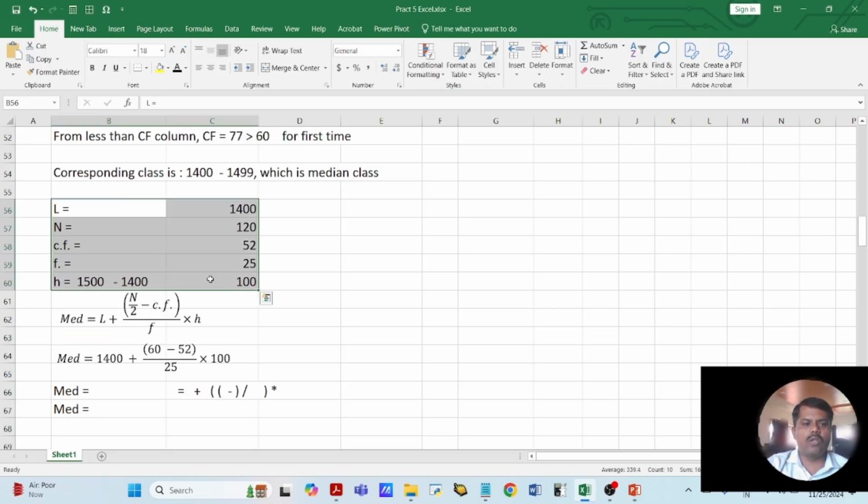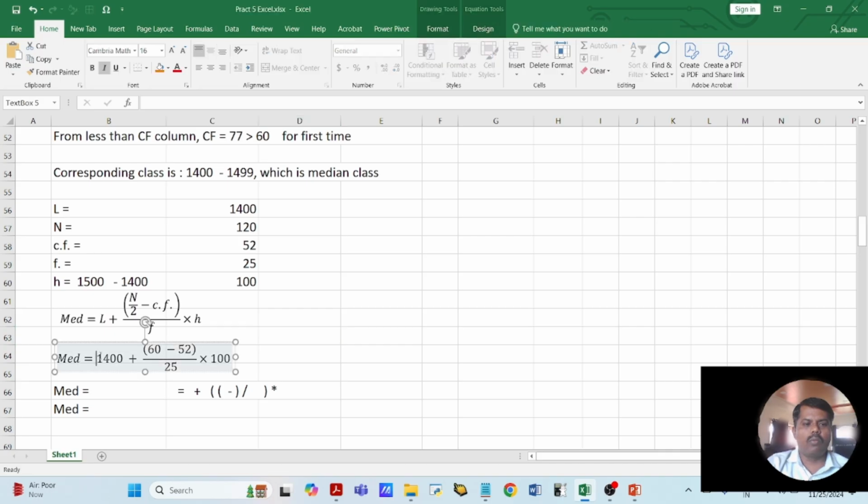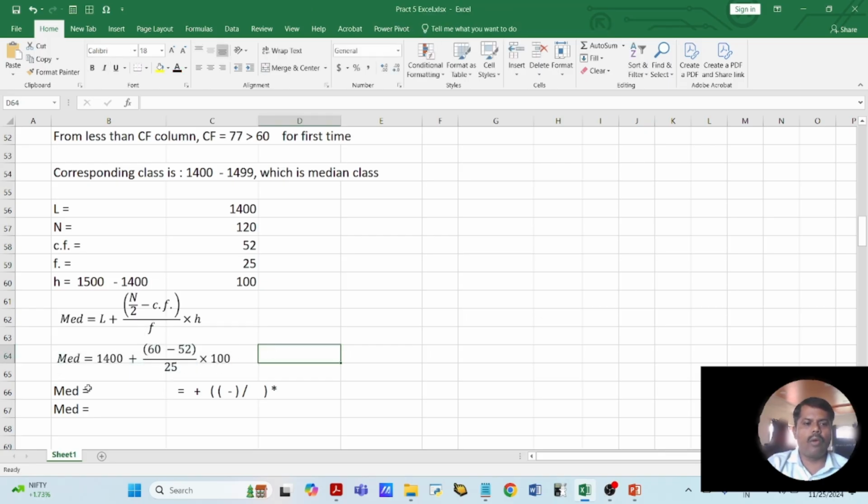After getting all these values, we use the formula of median. We put each value obtained above in the formula. Put lower limit L is 1400, n by 2 is 60, CF is 52, F is 25, and H is 100. Now we will solve this step by step. 1400 plus, what is 60 minus 52? That is 8. Then divided by 25 into 100.